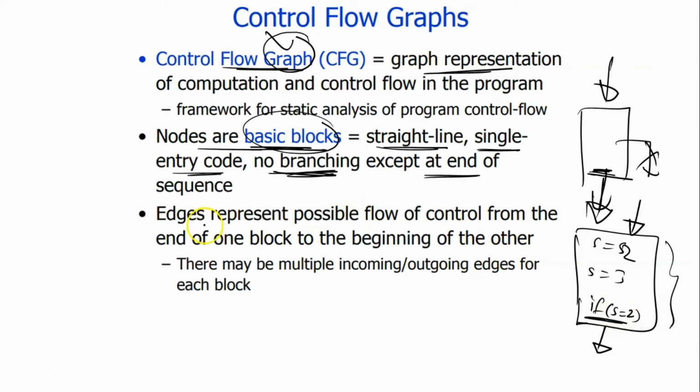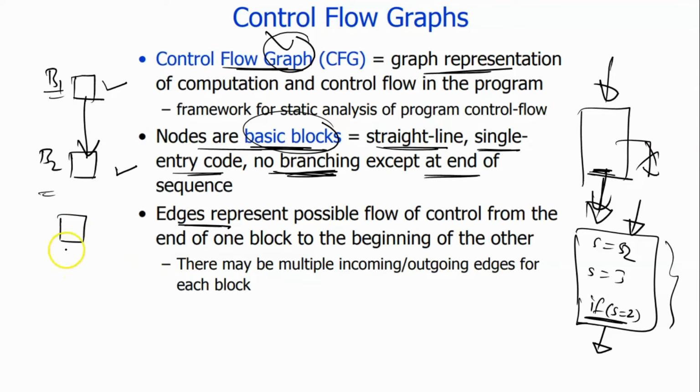Anyway, you can see the nodes are basic blocks, and what are the edges? You have a basic block B1 and a basic block B2. Then you have an edge from basic block B1 to B2. It means that it is possible that flow will go from here to here. Remember, this is just a possibility.